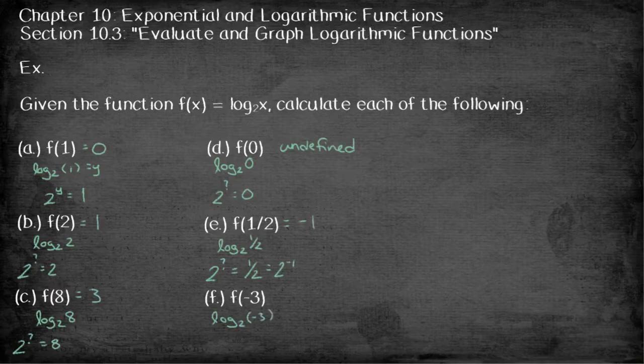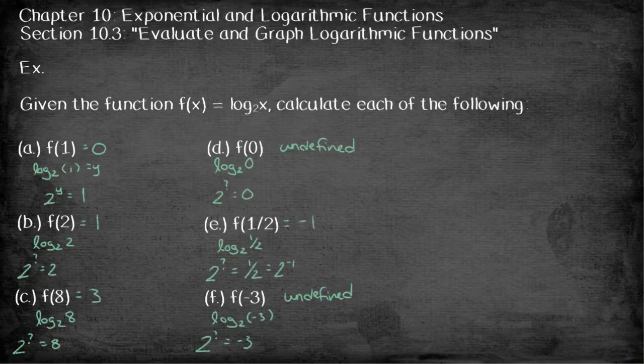the base 2 logarithm of negative 3 means I'm taking 2, and I'm trying to figure out what exponent I raise it to get negative 3. Of course, since the exponential never crosses the x-axis, this never happens, so this is undefined as well.